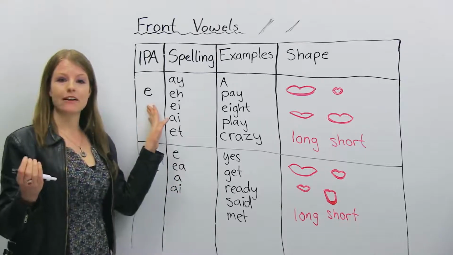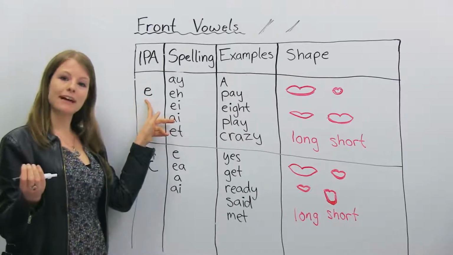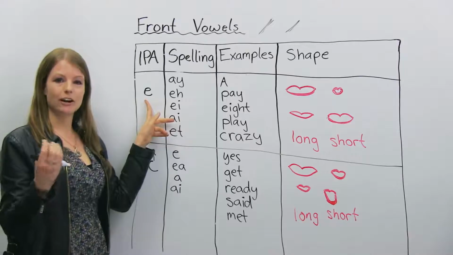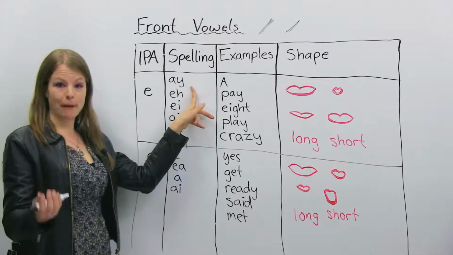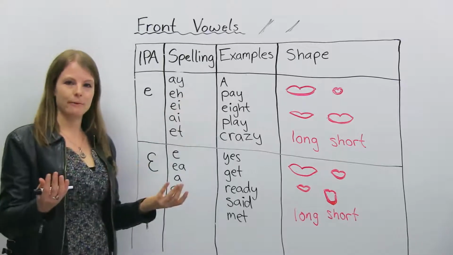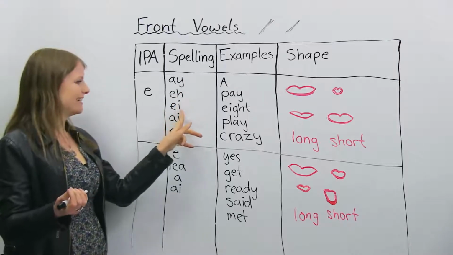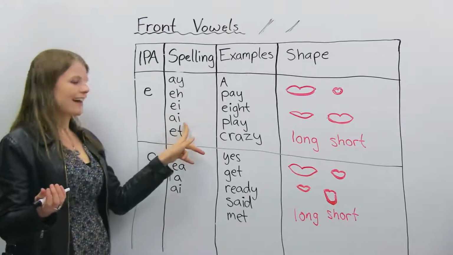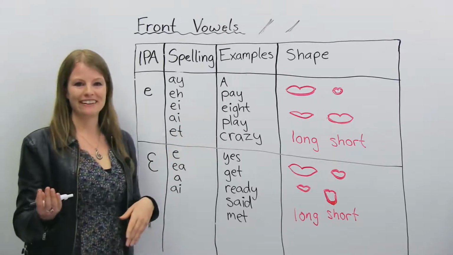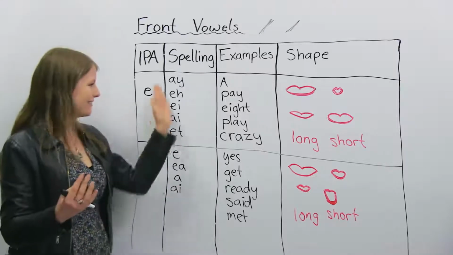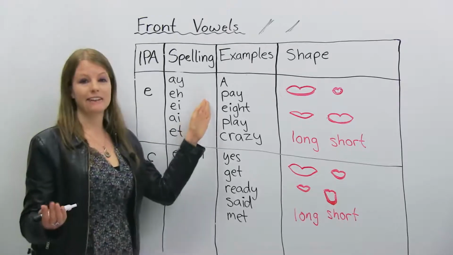So this is the symbol of A. I know it looks like an E, but in the International Phonetic Alphabet, if you're looking in the dictionary for how to pronounce the word, this is the symbol you will see. In English spelling, there are many different spellings of this sound. We have A, EI, AI, and ET can also be A, which is why you can't really trust spelling when it comes to pronunciation. So let's look at some examples.